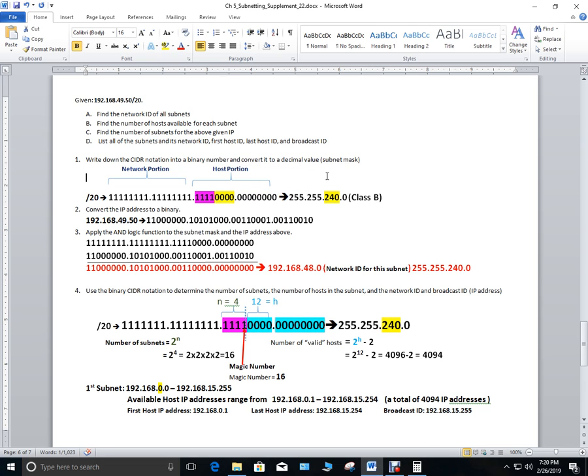Now look at this right here. The first two octets are the network portion, and the last two octets are the host portion, because this is a class B subnet mask. Notice that the blocks that will change, that will be incremented, are the third octet and the fourth octet. So this is a class B.